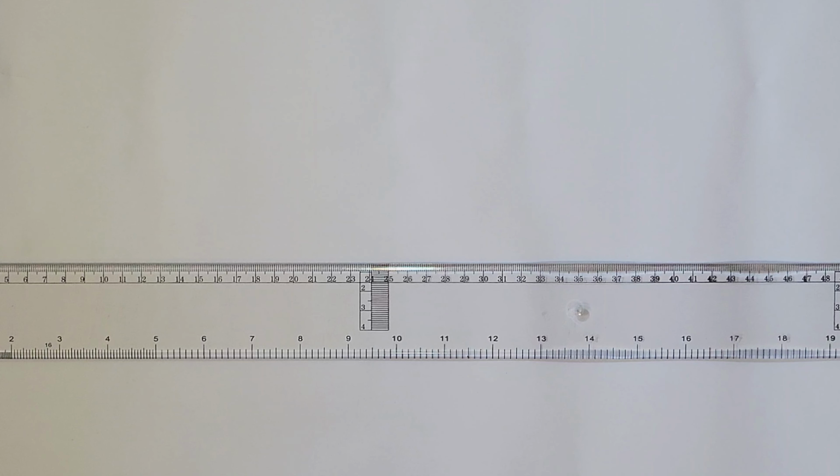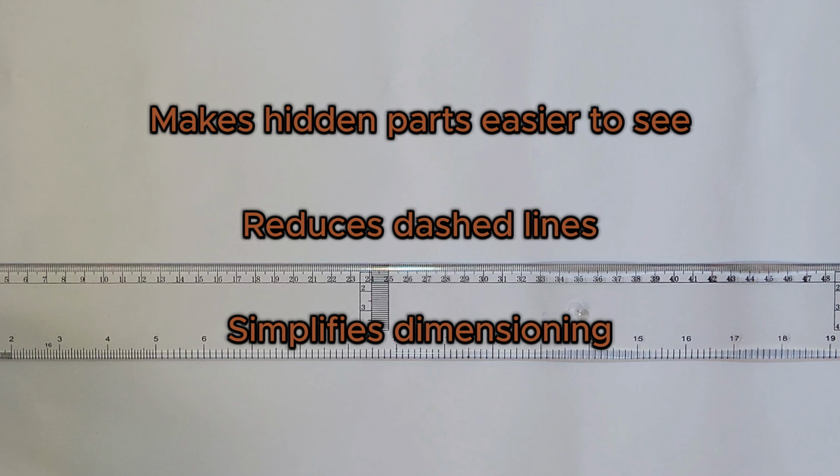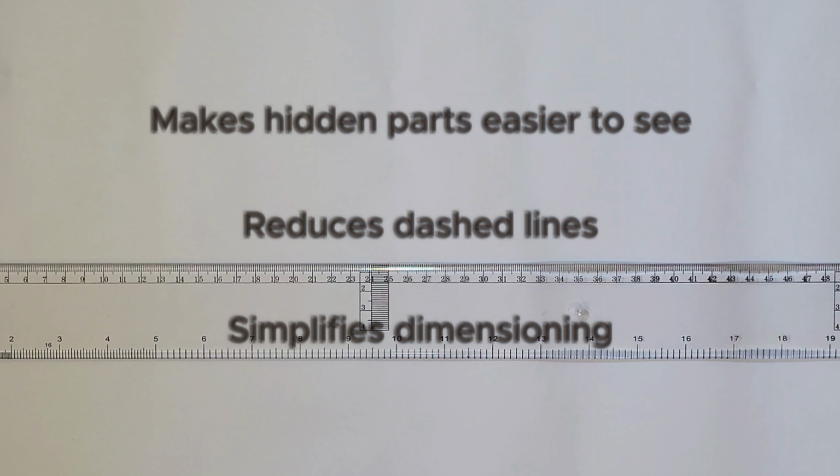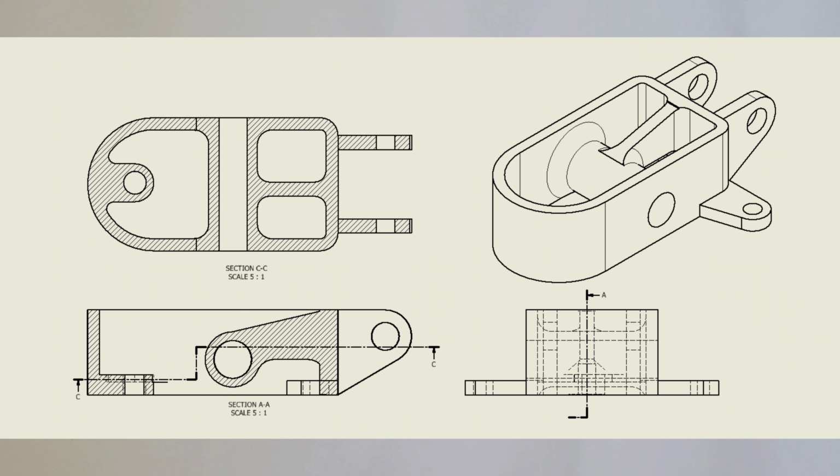Why do we use sectioning? We use sectioning mainly for three reasons: to make hidden parts easier to see, to reduce the number of messy dashed lines, and to make it easier to place dimensions. It makes our drawings cleaner, neater, and easier for anyone to understand.